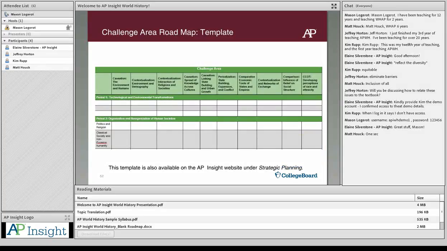All right, pull up the challenge area roadmap if you would. It's one of the documents you downloaded. Notice on there, you've got the challenge areas up at the top row. And then underneath it, you have the 6 time periods that we focus on.